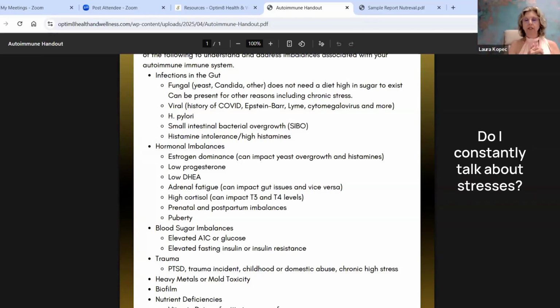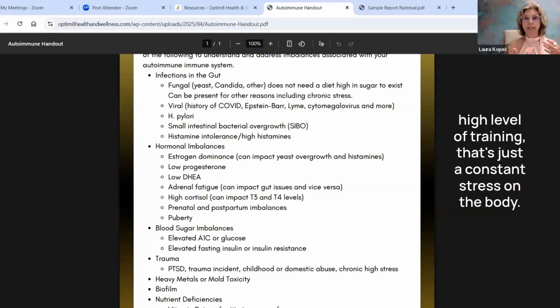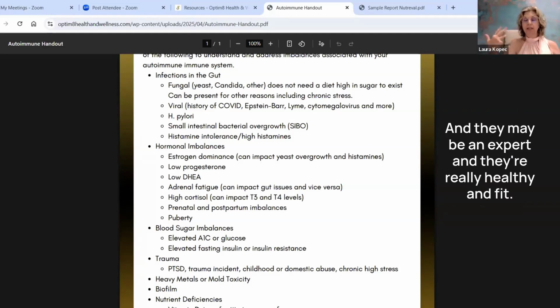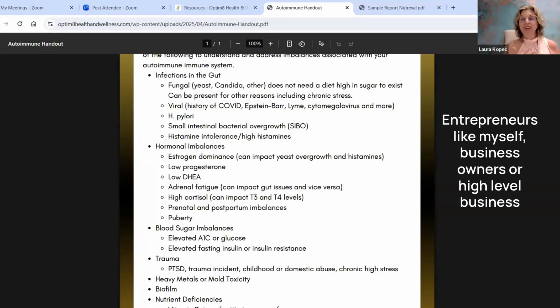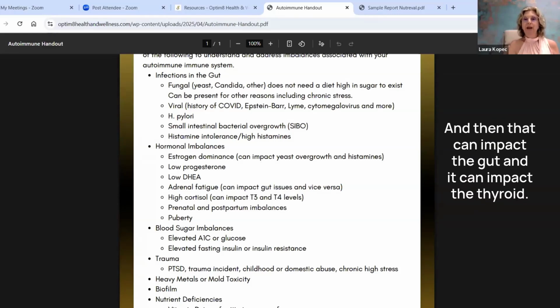I constantly talk about how stress is narrow-mindedly misunderstood. Even an athlete that trains, or a dancer at a high level of training, that's just a constant stress on the body. And they may be an expert and really healthy and fit, but what is that doing? Entrepreneurs like myself, business owners, or high level business executives might be under tremendous adrenal fatigue, and then that can impact the gut and it can impact the thyroid.